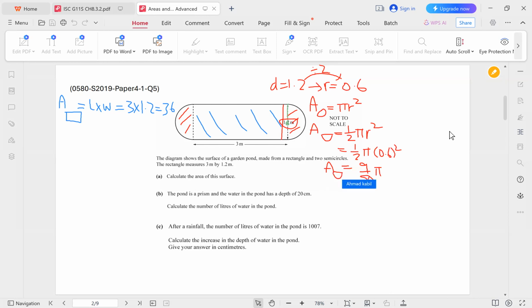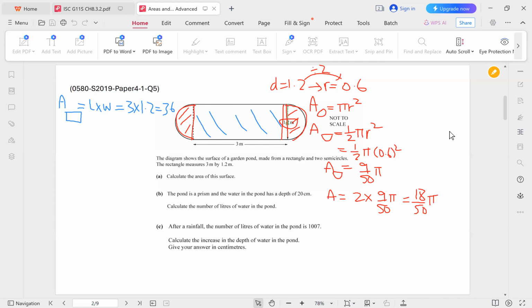And we know that there are two semicircles, one on the right, one on the left. So we got the area of this shape so far. We want to get the area of the other shape. Of course, they are exactly the same as each other. They are congruent to each other. So therefore, the total area would be 2 times 9/50 pi. And this is equal to 18/50 pi. Finally, we add the area of the two semicircles to the area of the rectangle.